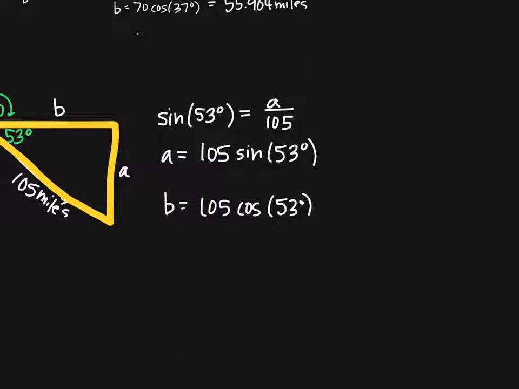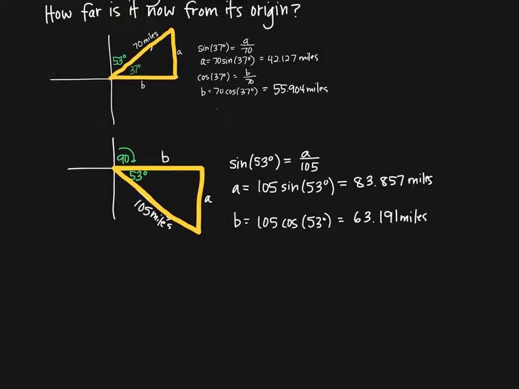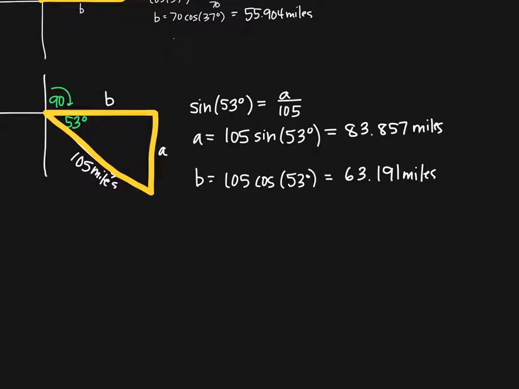Does somebody have A? 83.857 miles, okay, and then I need B from somebody. 60. Say it again, Danny. 60? 63.191. Okay, miles. All right, those are the two legs of the journey separately from each other.